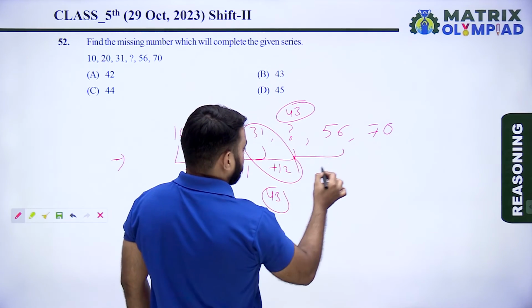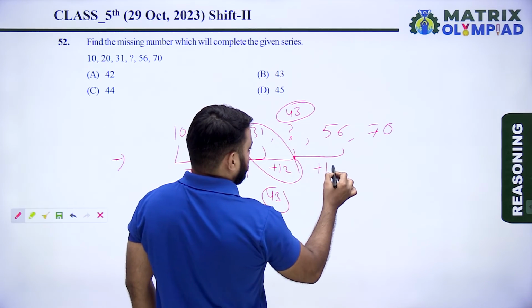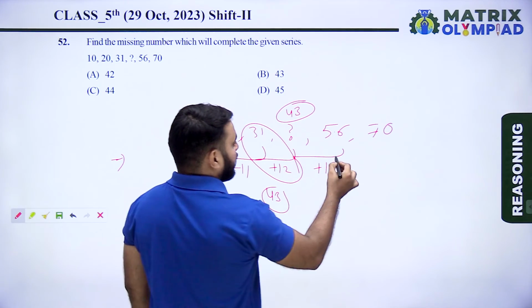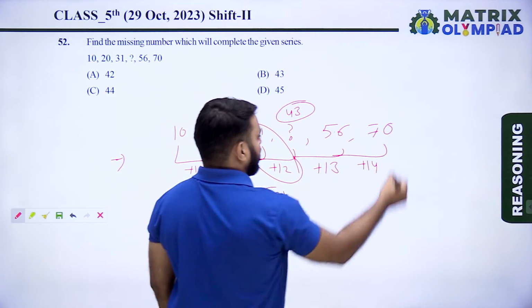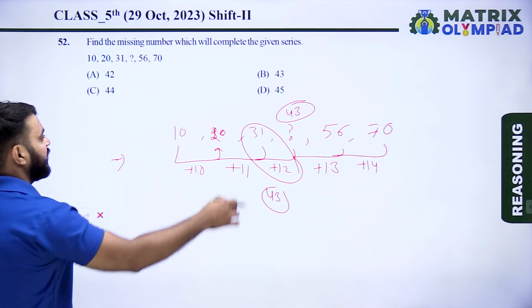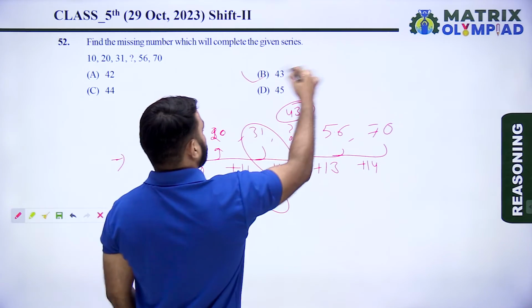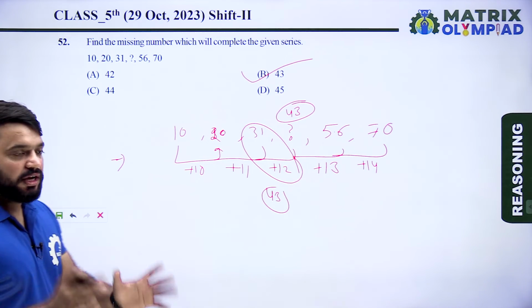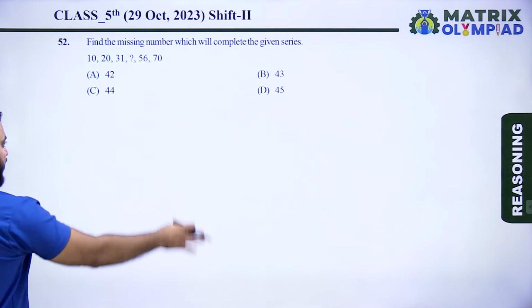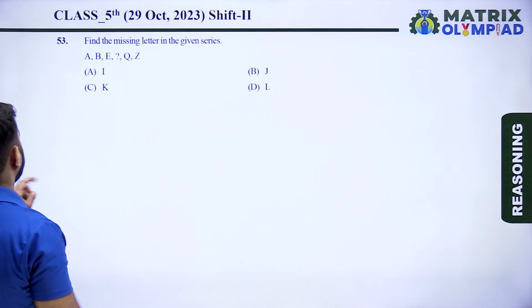43 plus 13 is 56. Now 56 plus 14 is 70. So the missing term is 43. It means option B is the correct answer of this question. Let's move on to the next question. Next question is question number 53.